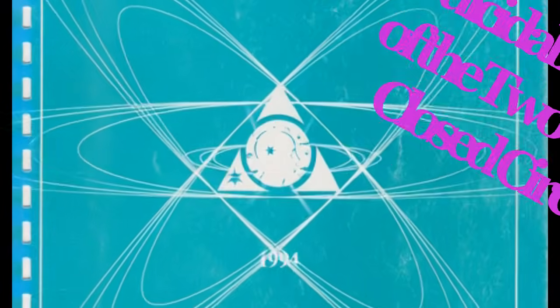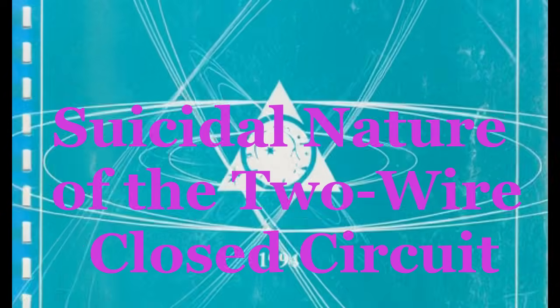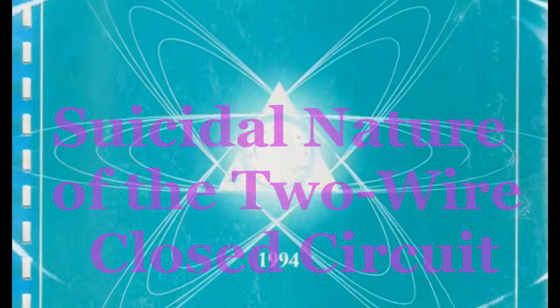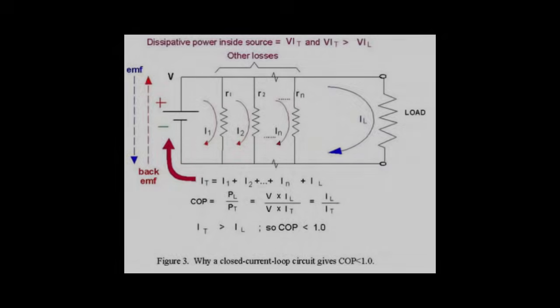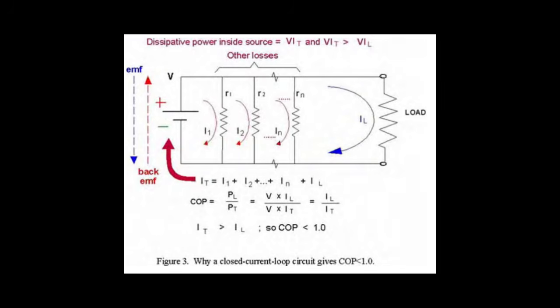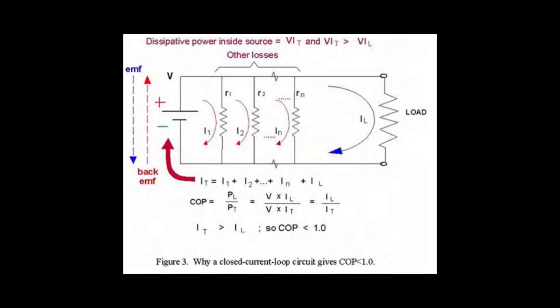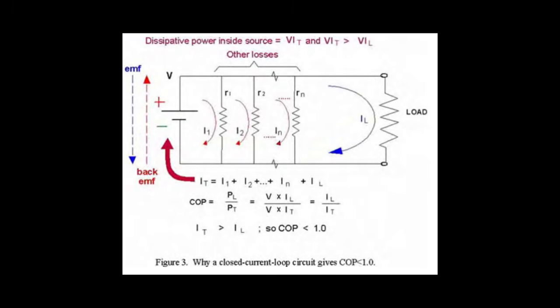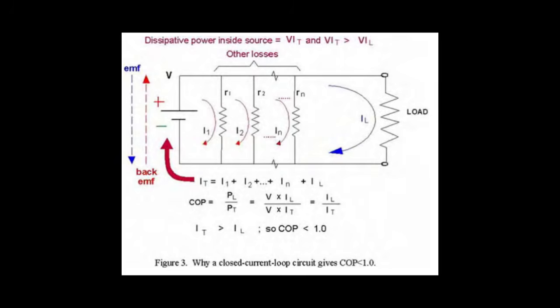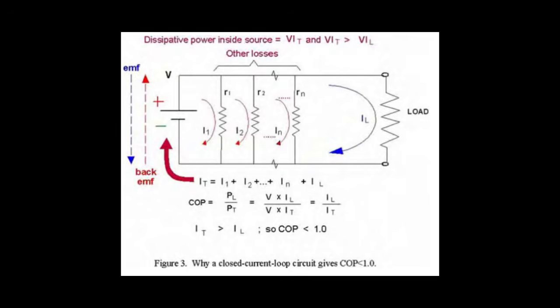Suicidal nature of the two-wire closed circuit. In the conventional closed two-wire circuit, when the free displacement current energy collected in the capacitor is discharged through the load, the ordinary electron current is driven through the load because the dφ/dt immediately couples to the electron gas in the circuit conductors, forming E fields and causing the electrons to move through the circuit.